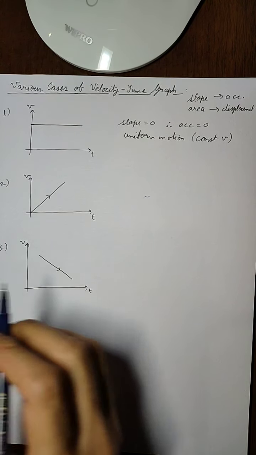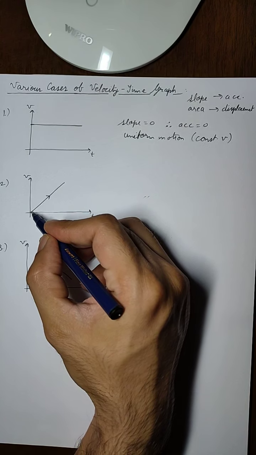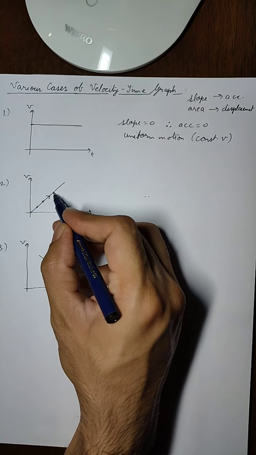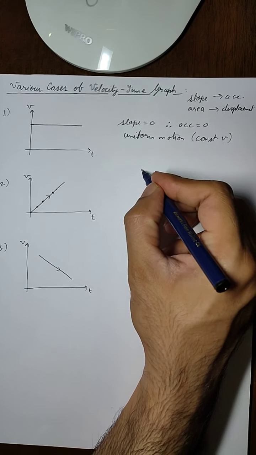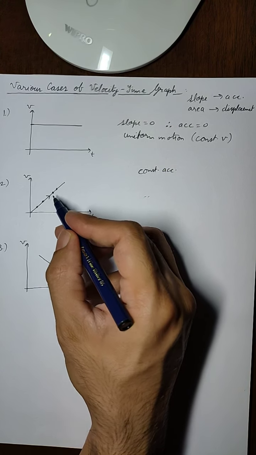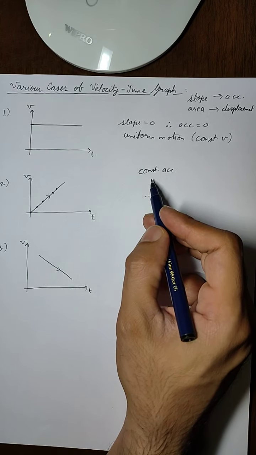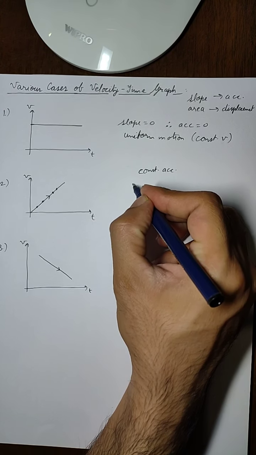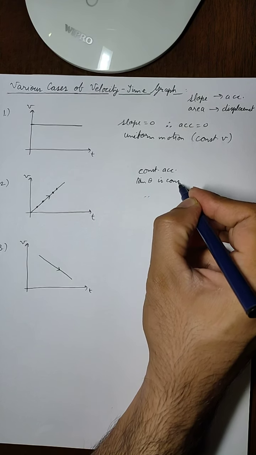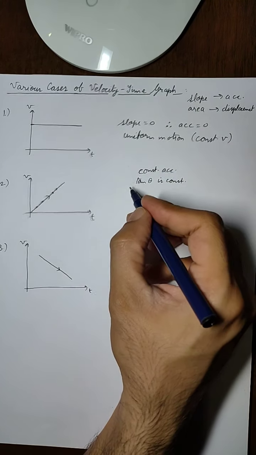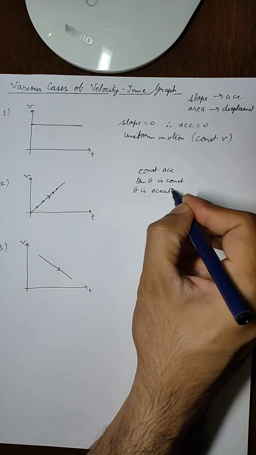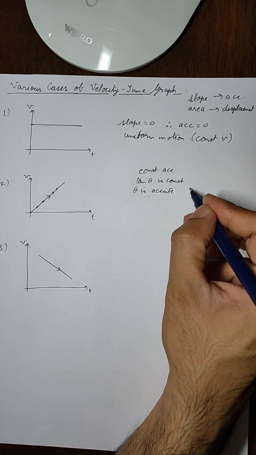For the second graph, since the velocity is changing but the slope does not change, the slope remains the same at every point, that means this is a case of constant acceleration. Acceleration is there because the velocity is changing, but acceleration is the same, so it is a constant acceleration. So here the slope is constant, and since theta is acute, we can say that slope is positive.